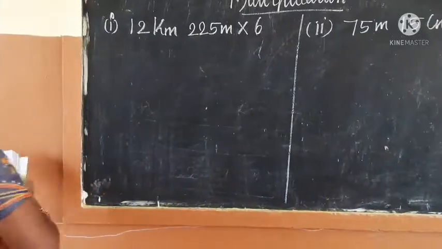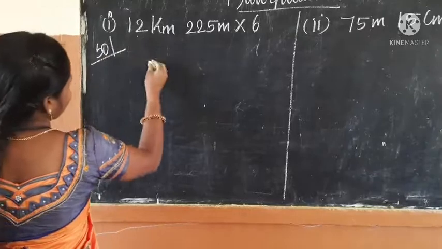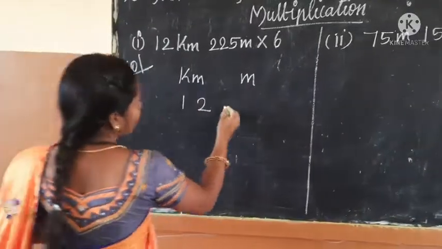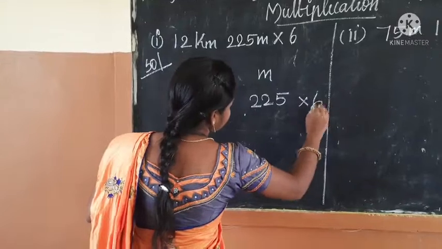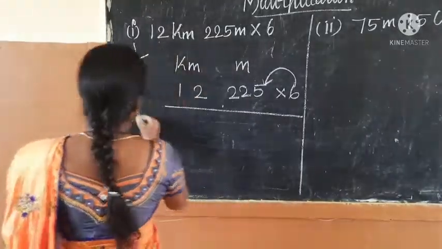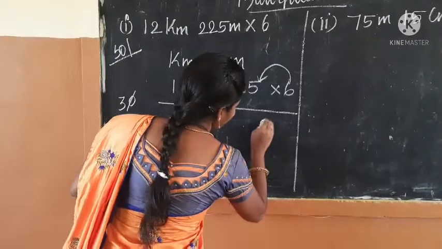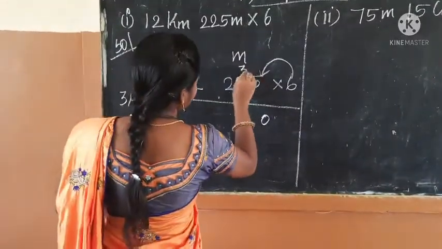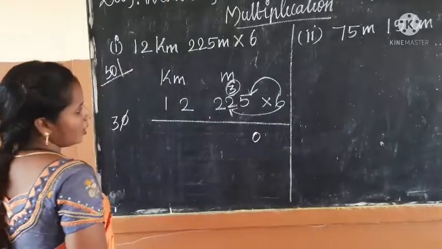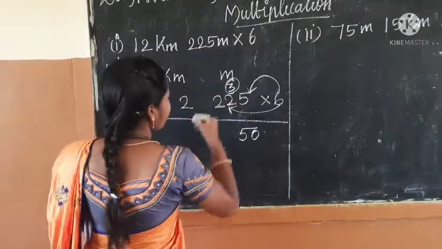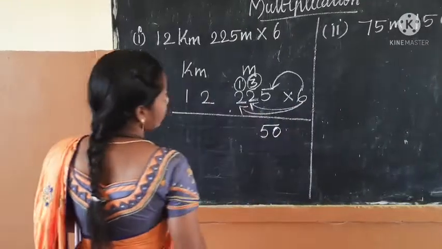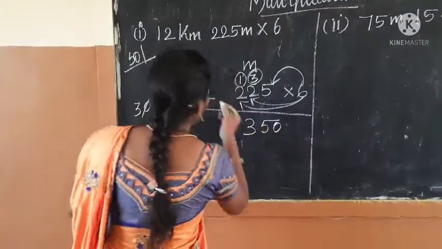We have to write the question. Okay. So we have to write the solution. Kilometer here, meter. In kilometer, 12 kilometers are there and meter 225 meter into 6. 6 fives are 30. Put here 0 and 3 upstairs. Now 6 twos are 12. 12 plus 3, 15. Put 5 here and 1 upstairs. Again 6 twos are 12 plus 1, 13. 3 here and 1 upstairs.